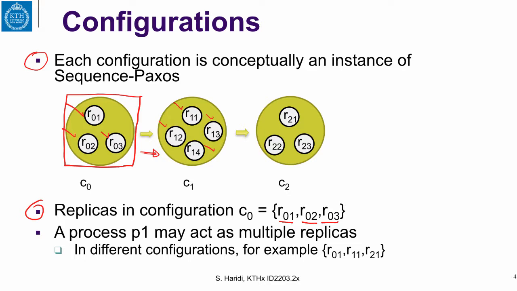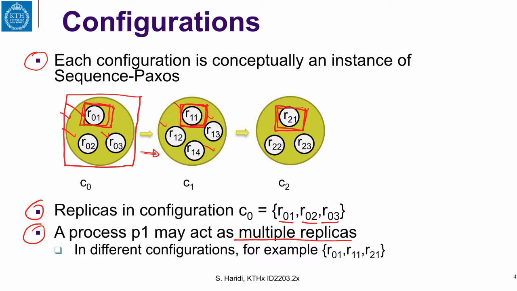An important concept in reconfiguration is that, for example, this replica here and this replica here are actually run by the same process. So replicas could be thought of as instances of the same process. A process might have multiple replicas: a replica in configuration C0, a replica in configuration C1, and a replica in configuration C2. So that's what we say: a process may act as multiple replicas. You can think of replicas here as concurrent actors, and a process might be running this replica in configuration 0, this replica in configuration 1, and this replica in configuration 2. And in fact, when we talked earlier about sequence Paxos or Raft, we were talking about these types of replicas.